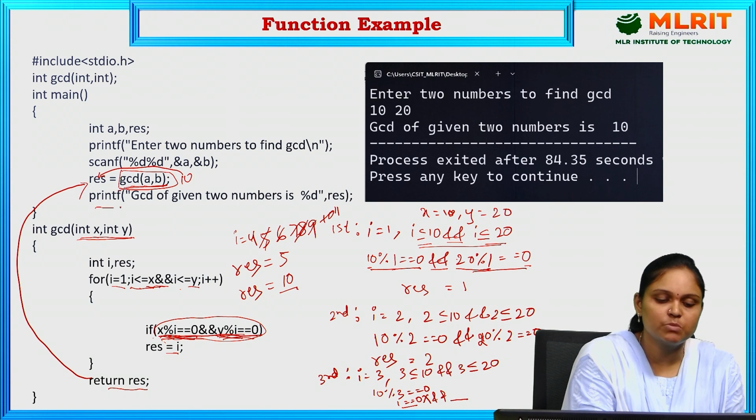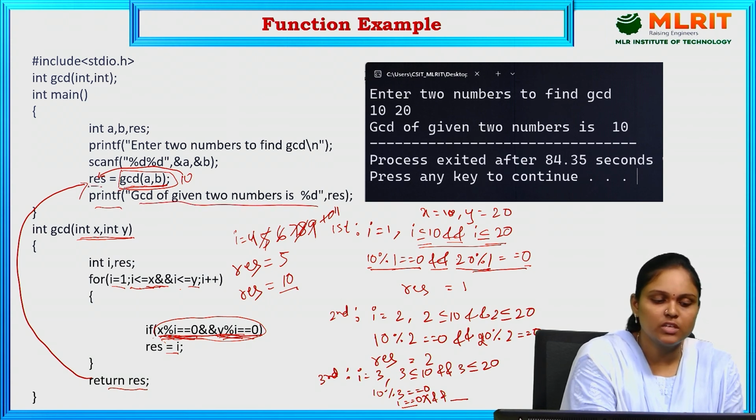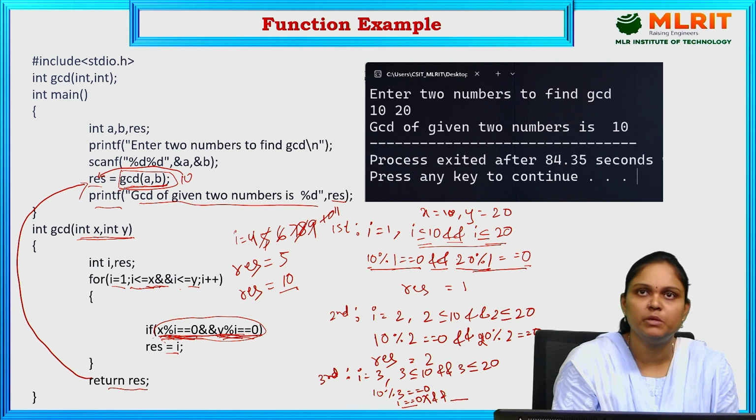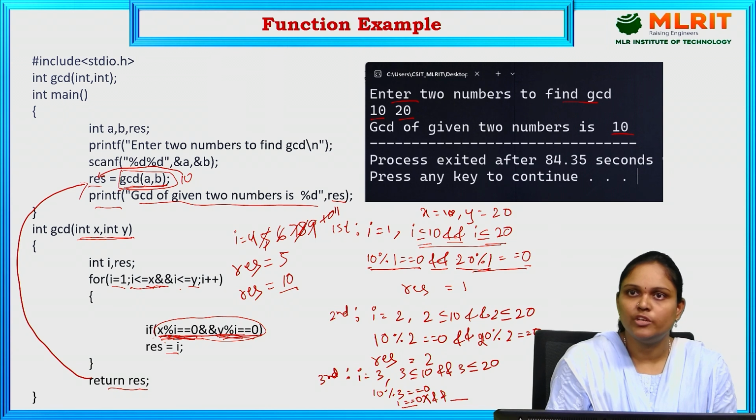And by using this printf statement, we are printing "GCD of given two numbers is equal to" whatever the RES variable will have; that 10 value will be printed over here. So this is the test case. Enter two numbers to find the GCD. We are giving the first number as 10 and the second number as 20, and the GCD of the two numbers is 10. So in this way, the functions are going to execute.